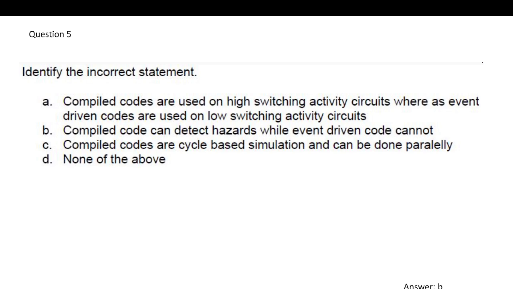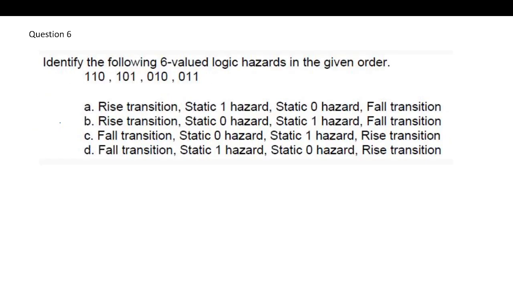Again, which are the incorrect options? Compiled codes are used on high switching activity circuits, whereas event codes are used for low switching activity, because in events we are maintaining the activity, scheduling that, and if there is more switching, then we have to evaluate more events. So for that, compiled code will be advantageous. Compiled code can detect hazards while event driven code can't. We said compiled codes can't detect hazards, because we are writing it as a code and we are not modeling any delay. And compiled codes are cycle based simulators. Yes, we levelize it, so it performs cycle by cycle. So the incorrect option is that compiled codes can detect hazards.